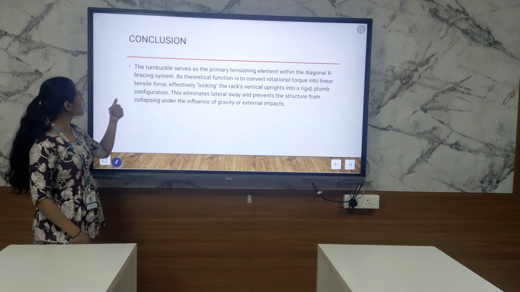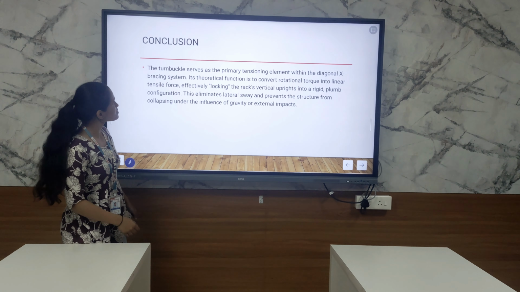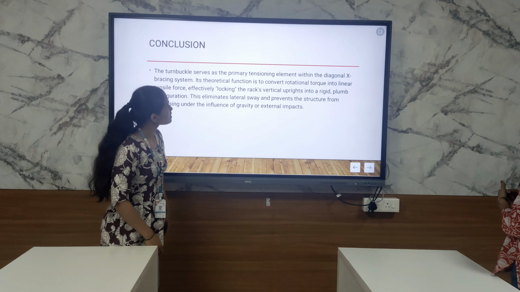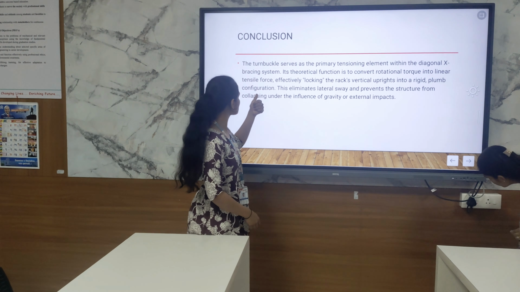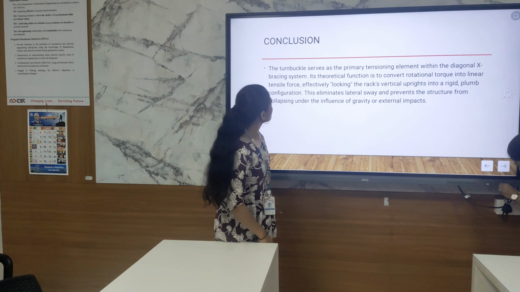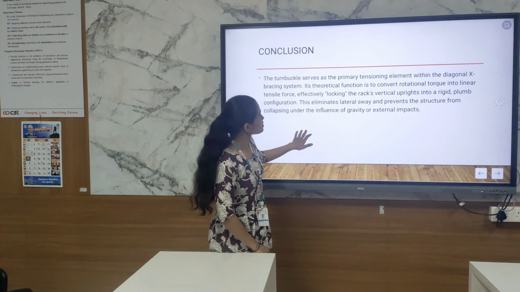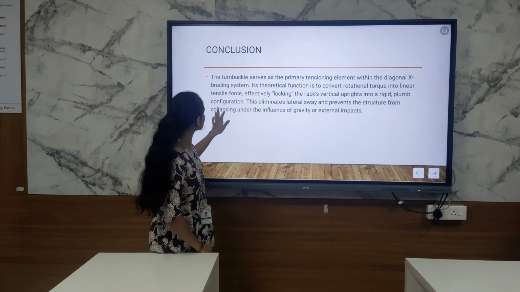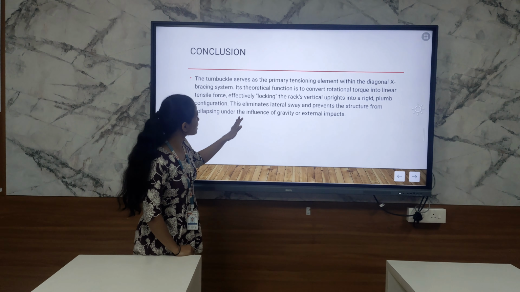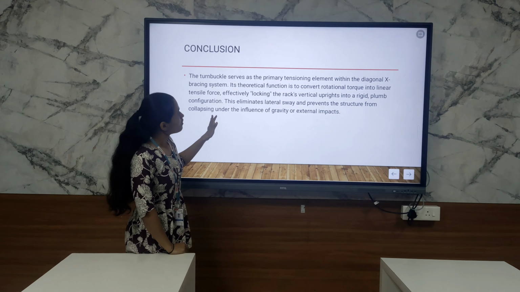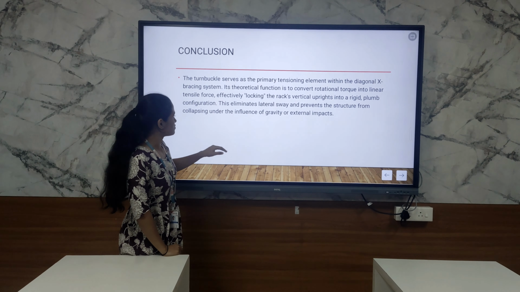And the last slide is the conclusion. The turnbuckle serves as the primary tensioning element within the diagonal bracing system. The theoretical function is to convert rotational torque into linear tensile force, effectively locking the rack vertical uprights into a rigid block configuration. Thank you.